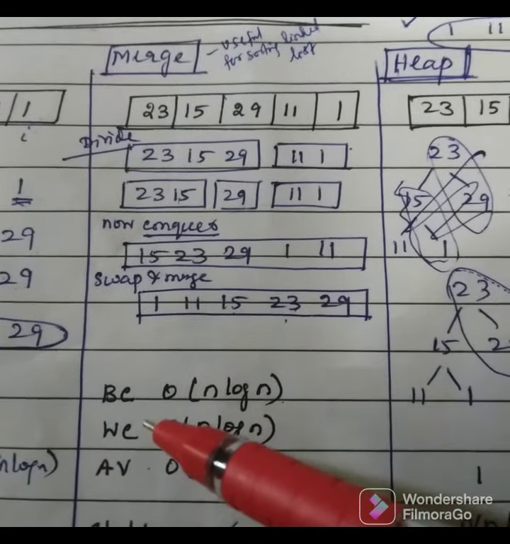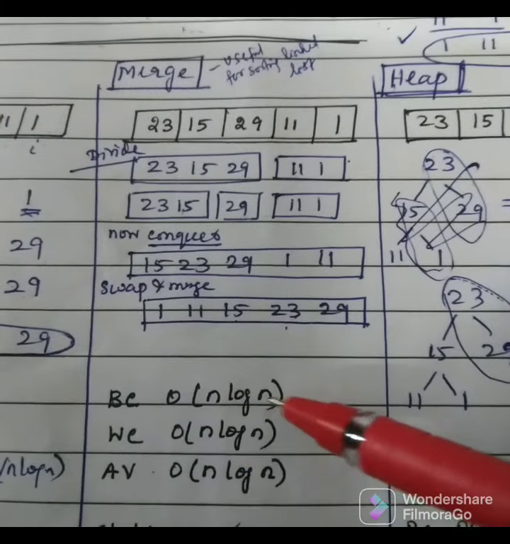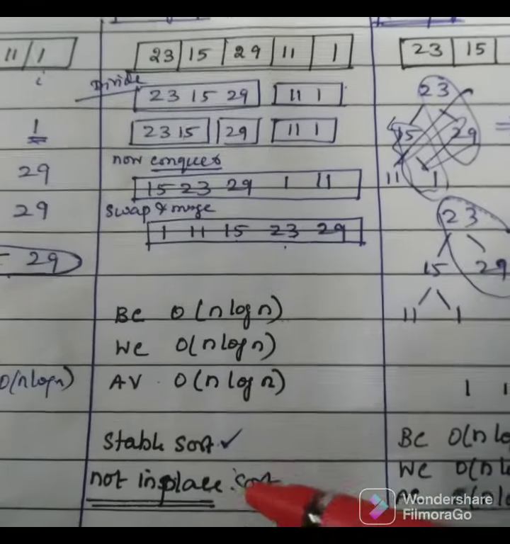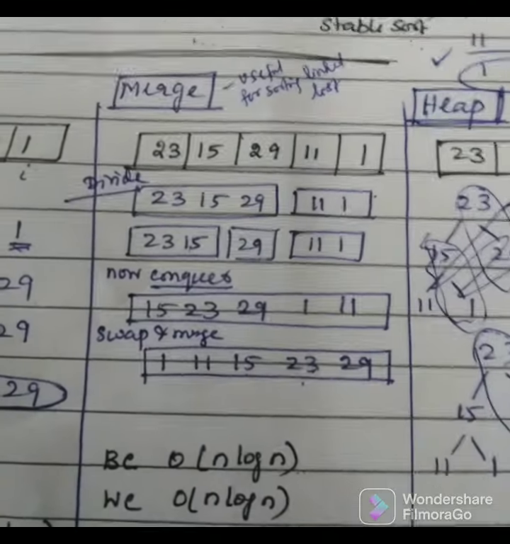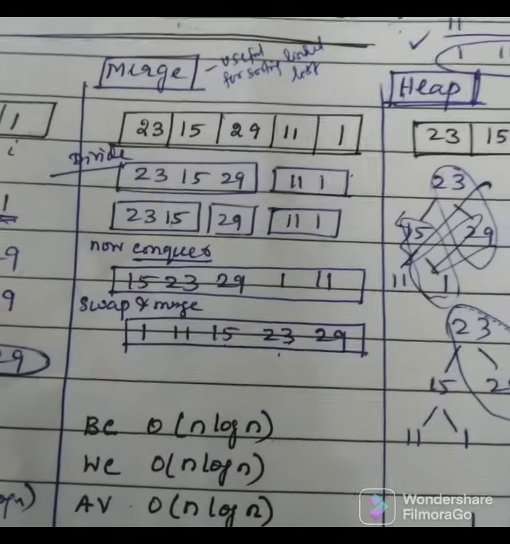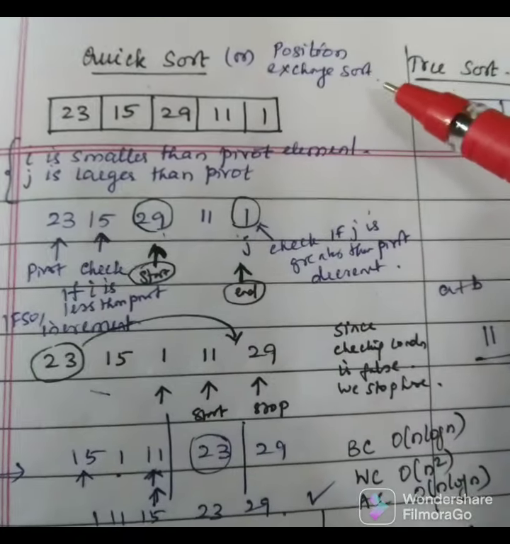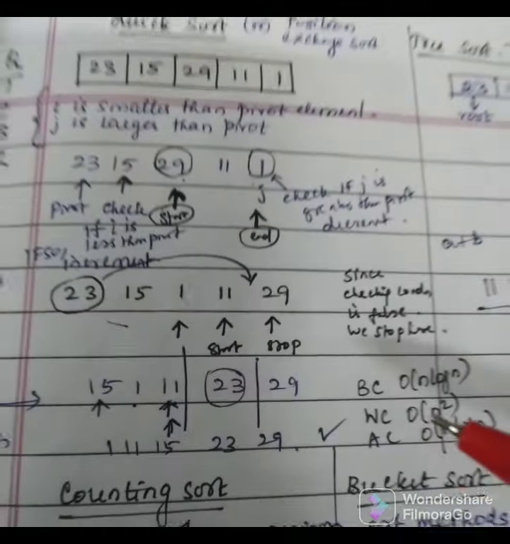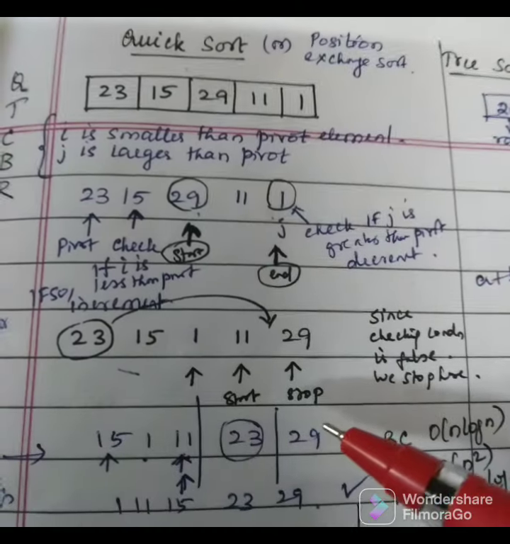The best case, worst case and average case of merge sort is order of n log n. It's a stable sort and not an in-place sort. Similarly, let's see about quick sort. Quick sort is also called position exchange sort. It also follows the divide and conquer method.